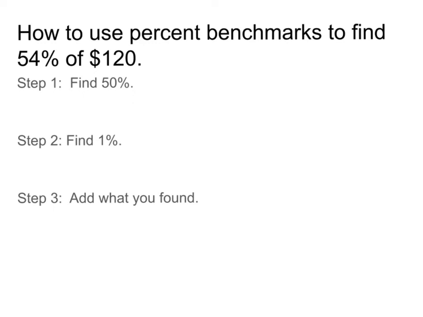So what I do is I go ahead and find the percent. In order to get 54%, I need 50%, because 50 is part of it. And then I need 1% times 4, which will give me the 4%. So 50 plus 4 will give me 54%. So that's what I'm going to look for in order to find my answer.